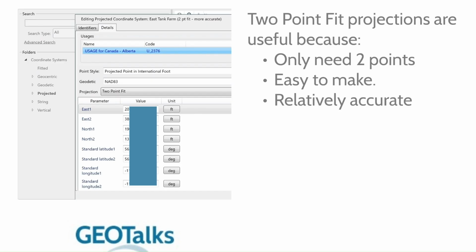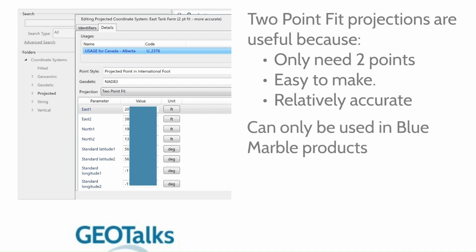So if you have very little data to work with and you need to make a projection that you can then use to export the data out into a more common projection or coordinate system, that's where they really shine. The only drawback is, as far as I know, they can only be used in Blue Marble products. So you can only use these in Calculator and Global Mapper.